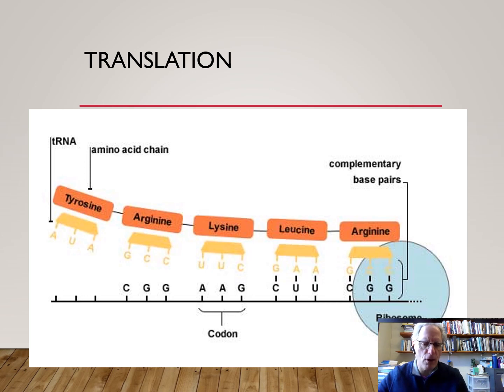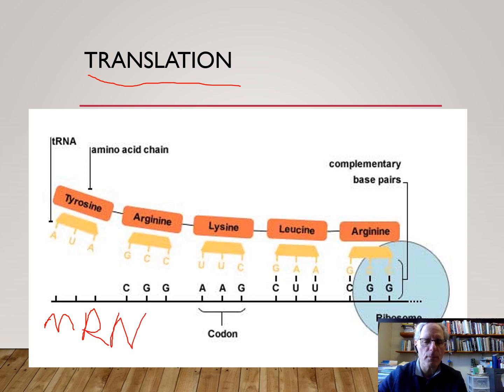The ribosome is responsible for protein synthesis. Protein synthesis in cells is called translation. Translation requires messenger RNA. So here's a messenger RNA. Messenger RNAs are made in the nucleus. And these messenger RNAs go to the ribosome.